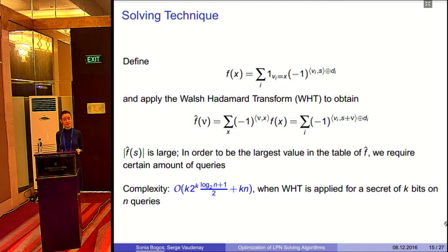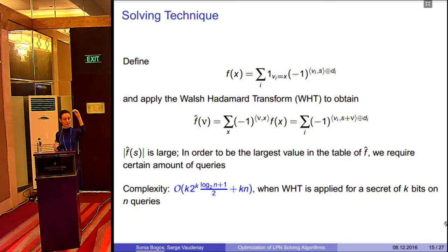Now, having all these reduction techniques, I'm going to present what solving technique we're using. And here, the best one and the most efficient one is using the Walsh-Hadamard transform. So if you have a function f and we apply the transform on it, we can notice that when we look at the transform at the point of the secret, then this should give us a large value. And all the other values should be close to zero. But in order to be able to differentiate and to say that the largest value is S and all the others are very far from it, we need a certain amount of queries. So we pay attention to this detail.